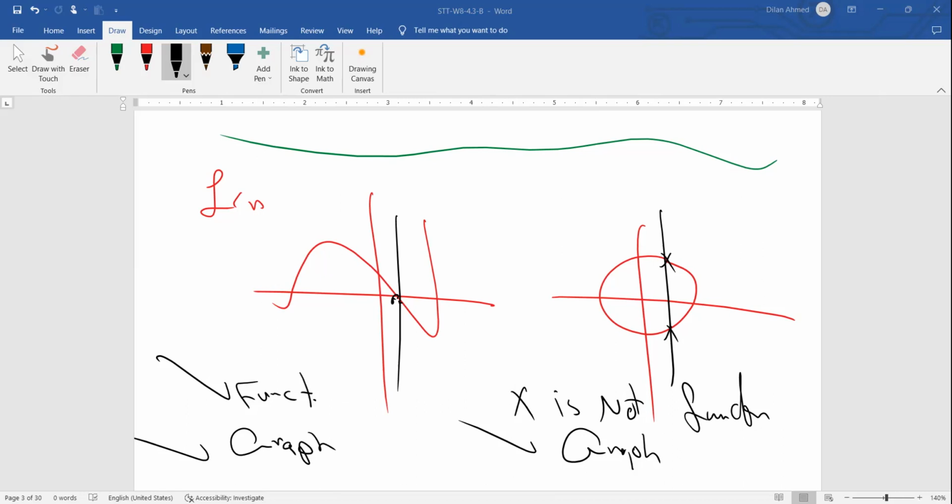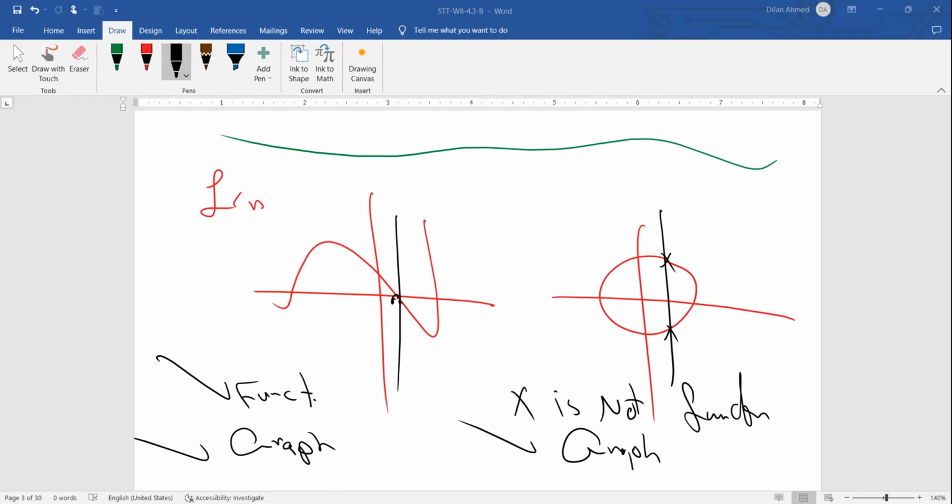Now, generally speaking, ellipses or circles are not functions, but they are graphs. This is an ellipse, and that's a circle. They are not functions.